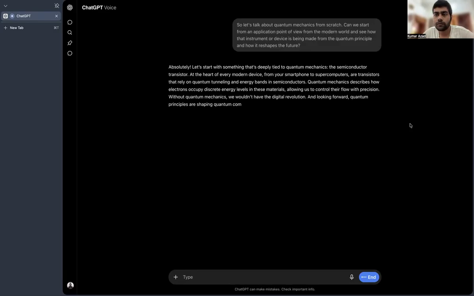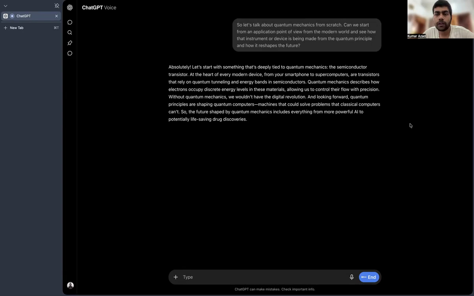And looking forward, quantum principles are shaping quantum computers, machines that could solve problems that classical computers can't. So, the future shaped by quantum mechanics includes everything from more powerful AI to potentially life saving drug discoveries.